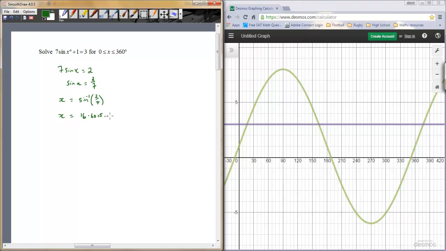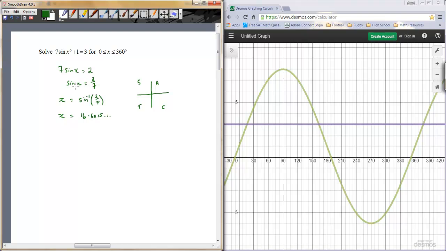16.6015 and some stuff. Now whenever you hit inverse sine or cosine or inverse tangent, in fact, you should consider the fact that you might have a second or even more solutions, and in this case we will have a further solution. We've already seen it here on the graph, and the way to find that is to use your 4-quadrant diagram. So the first quadrant is the all, then sine, tan and cos. We are looking for a situation where sine x is equal to 2/7.